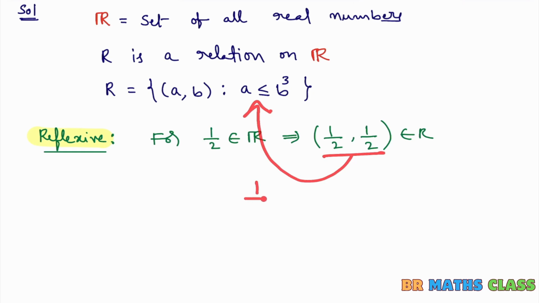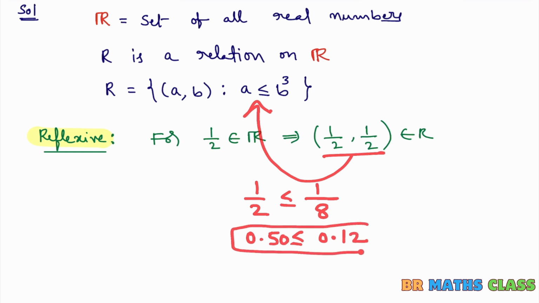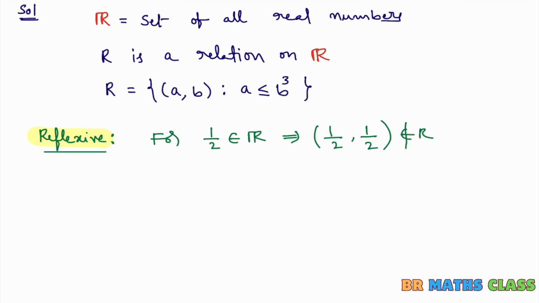What you will get? 1/2 is less than or equal to (1/2) whole cube. (1/2) whole cube is 1/8. 1/2 is 0.5, and 1/8 is 0.125, so it is 0.5 less than or equal to 0.12. Now you observe, is it true or false? Is 0.50 less than 0.12? No. Is 0.50 equal to 0.12? No. So clearly we can say that the ordered pair (1/2, 1/2) does not belong to the relation. I hope you understand.